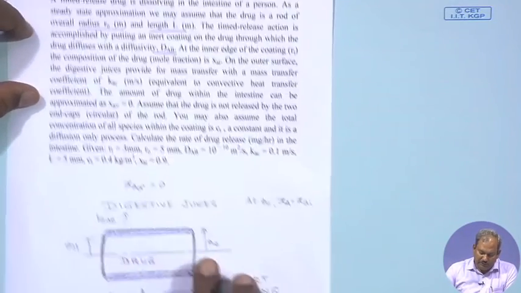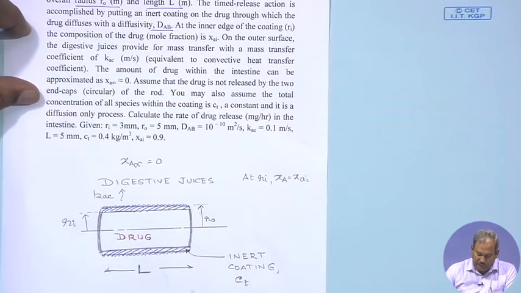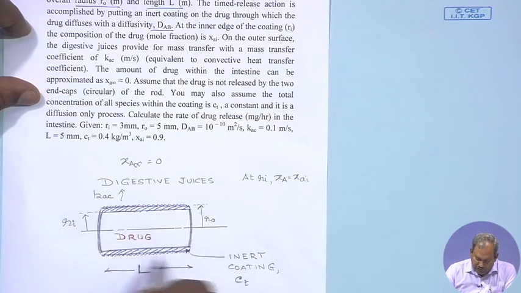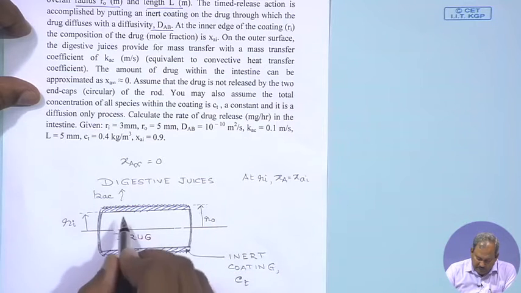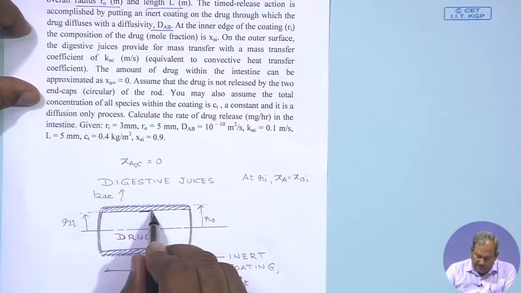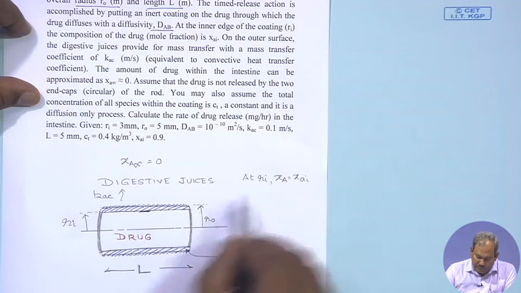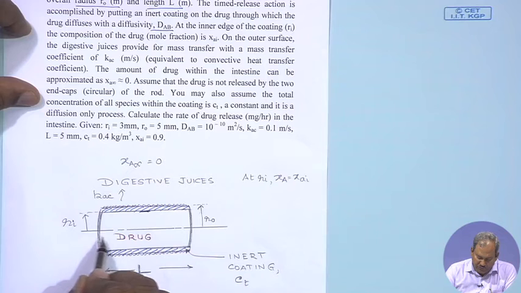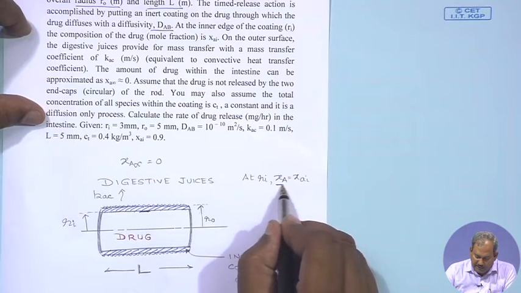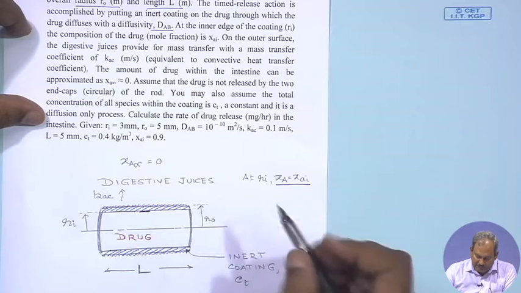At the inner edge of the coating, let us look at the figure which I have drawn for this. So, this is the drug, the white portion that you see here is the drug, it is cylindrical in shape with two end caps, and at this point, that is at the inside of the coating, that means that R equals R I, where R I is the radius of the cylindrical drug pellet. The concentration of the drug is maintained, the mole fraction is maintained at X A equals X A I.